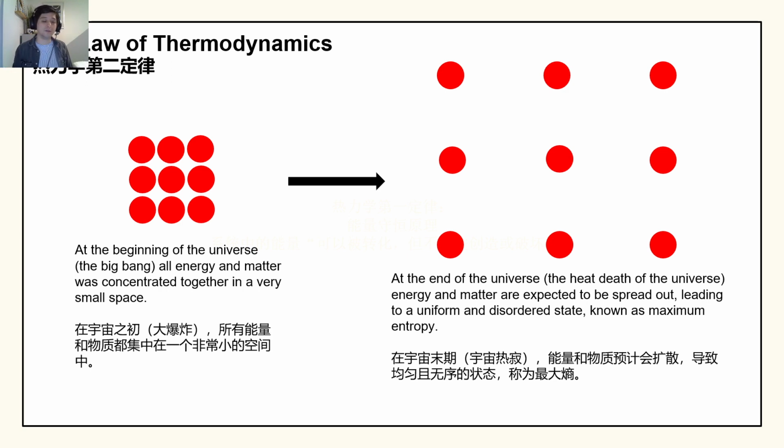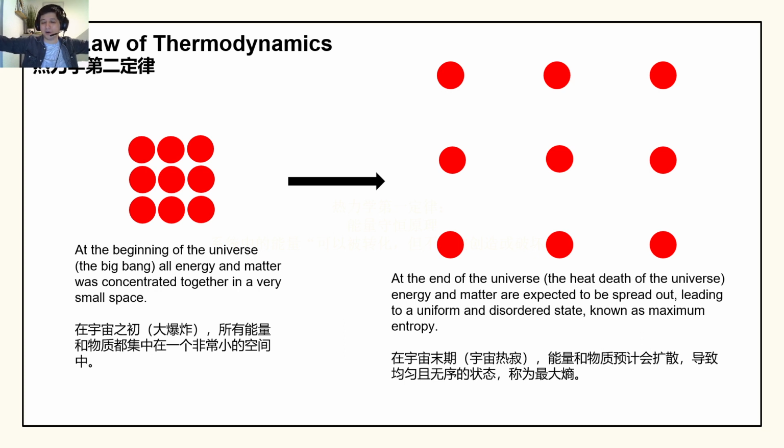At the beginning of the universe, at the Big Bang, all energy and all matter was concentrated together in a very small space. And then, at the end of the universe, what's going to happen? Everything's going to be spread apart. This is called the heat death of the universe. Energy and matter are expected to spread out, and everything will be so far apart and so disordered that the universe will die. That's the heat death of the universe.